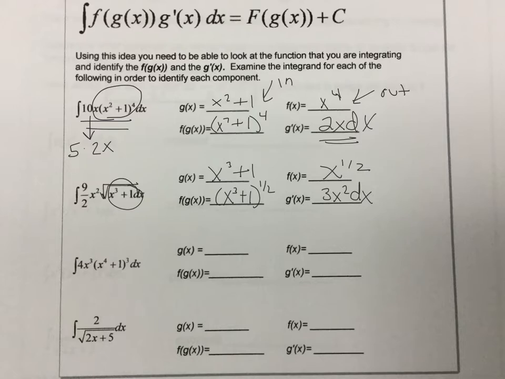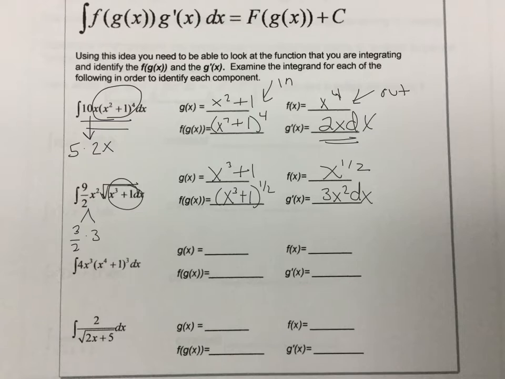I can look in here and say, it doesn't look like 3x squared is there, but it actually is. 9/2 can be broken down to 3 over 2 times 3. So you're going to be looking for all of these different parts when you take the integral. I want you to pause this video for a minute and see if you can identify the inner and the outer functions of the next two.